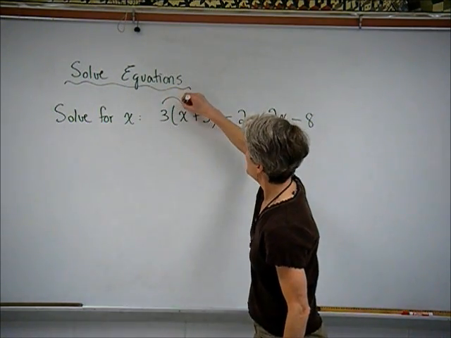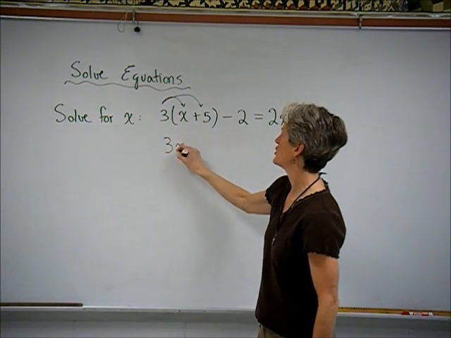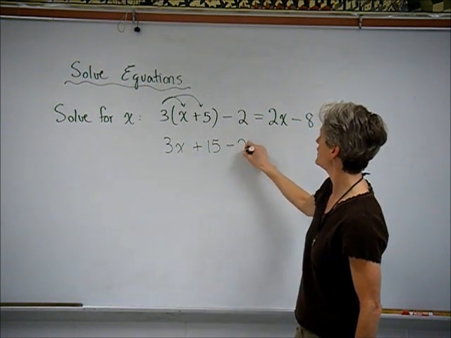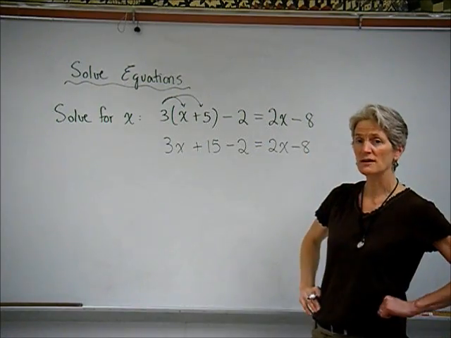I'm going to start by distributing that 3. Distributive property in action. There we go. Minus 2 equals 2x minus 8. Are we feeling okay so far?